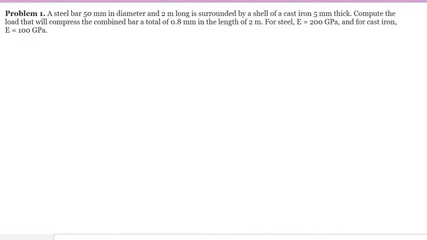Problem number 1, a steel bar 50 mm diameter and 2 meters long is surrounded by a shell of cast iron 5 mm thick. Compute the load that will compress the combined bar a total of 0.8 mm in length of 2 meters. For steel, the modulus of elasticity is 200 gigapascal, and for cast iron, the modulus of elasticity is 100 gigapascal. I-illustrate natin ito.